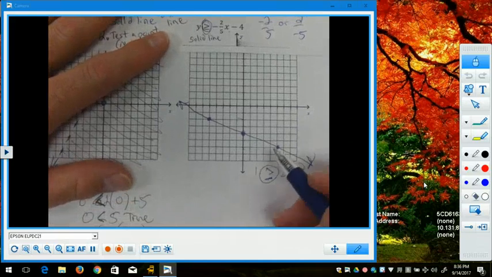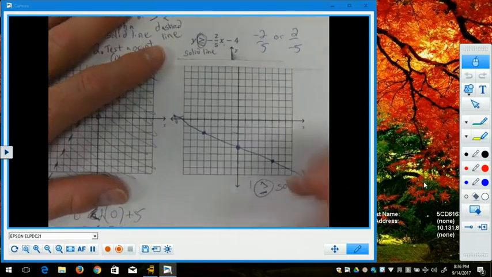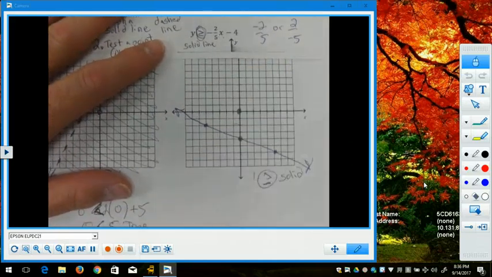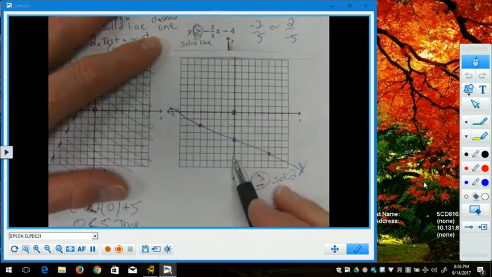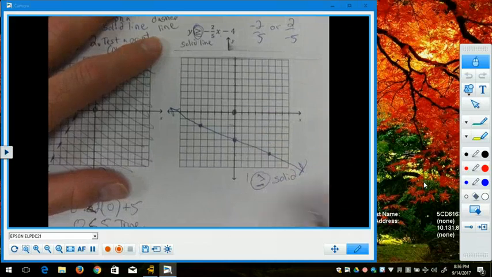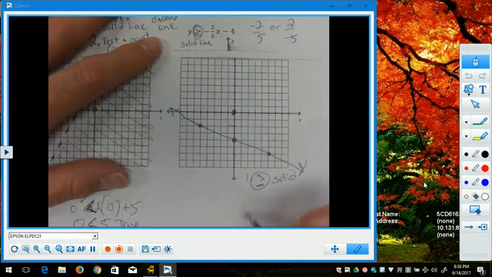Now, I need to test a point. I can test 0, 0 as long as 0, 0 is not on the line. If it is, then I might test 0, 8, or 0, negative 8, or some other point on the y-axis that isn't on the line.